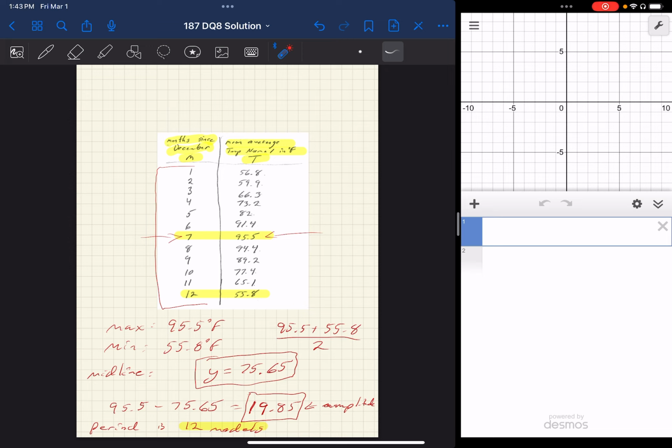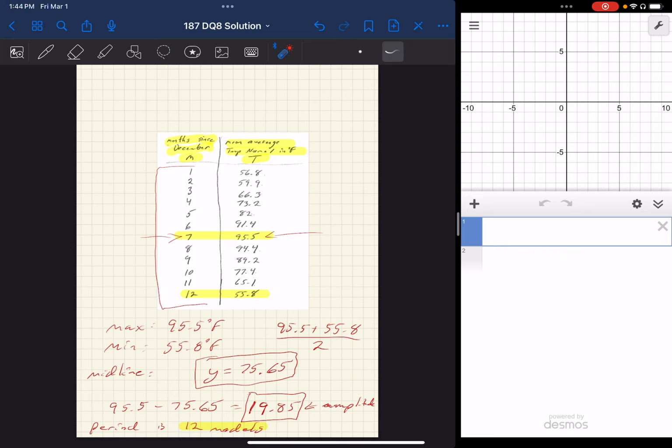And I'm okay with that. I'm going to say no problem. I could go back and choose different data. I could say, okay, the halfway mark is at month 1, so I could use this 56.8 as my minimum. But I'm going to just make the assumption that 95.5 is my maximum, 55.8 is my minimum, and I'm going to move forward with that to create my model, knowing that my model, like I said before, will not be 100% exact matching the data.